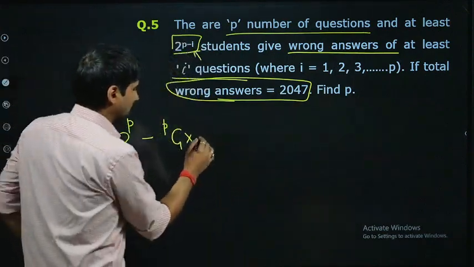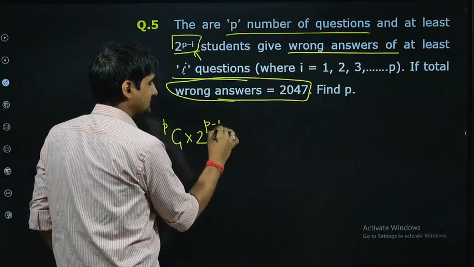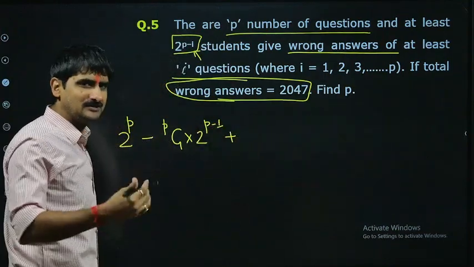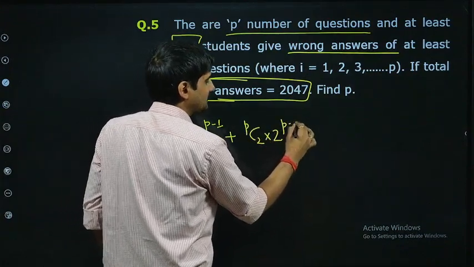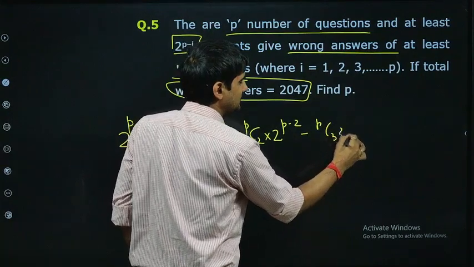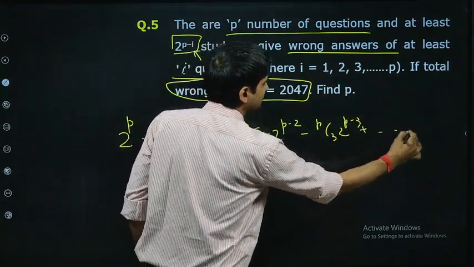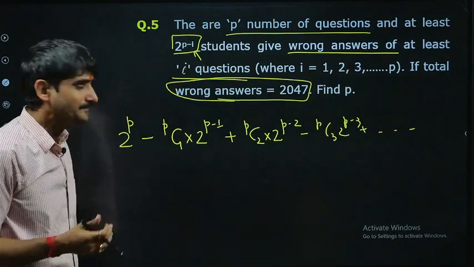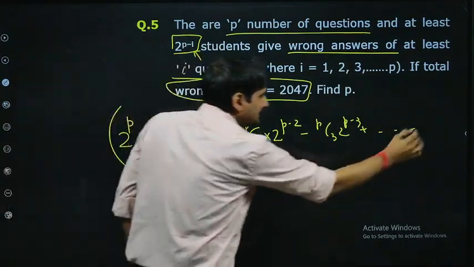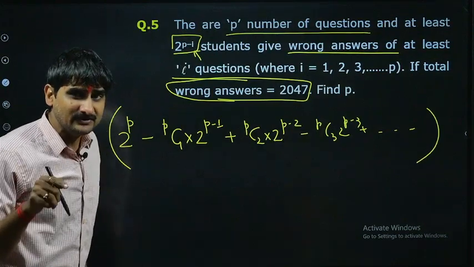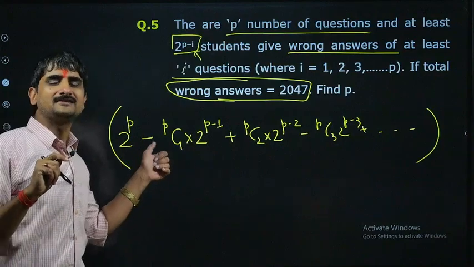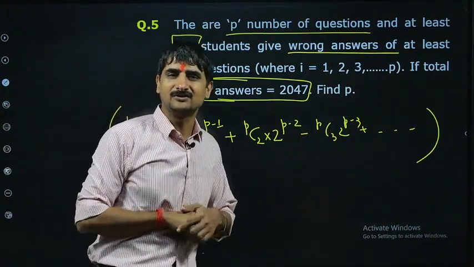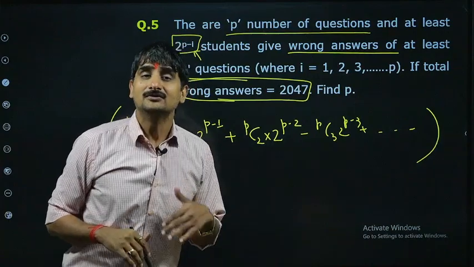So 2 raised to the power p minus 1, and we know from inclusion exclusion that you will be adding when at least 2 questions are wrong. So PC2 2 raised to the power p minus 2, minus PC3 2 raised to the power p minus 3, and so on till we go to the end here. But what does that give us? That gives us when no question goes wrong. Total number of ways minus at least one wrong plus at least 2 wrong minus at least 3 wrong, and so on. So what does that give us?